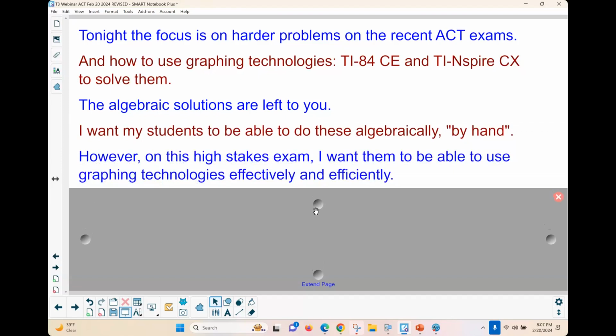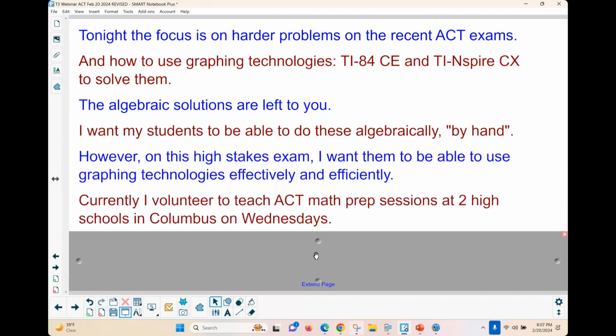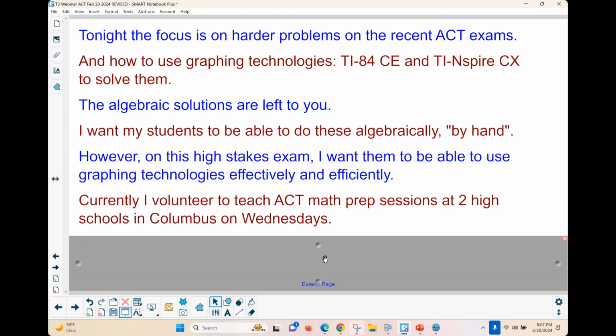Okay. And I will mention that currently I volunteer to teach ACT math prep sessions at 2 high schools here in Columbus, Ohio on Wednesdays. So I'm definitely still reaching students and having fun with the ACT.